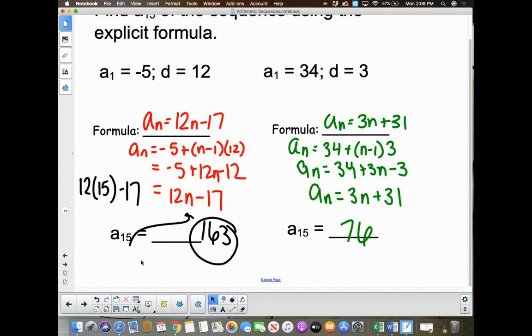Also, when you're on a test, seeing this work over here and how you got 163 versus this over here, and let's say I accidentally put 75, or I had a moment where I switched the 6 and the 7. If I don't have any work shown, I can't give you any credit for that. So make sure you're showing me everything you possibly can.